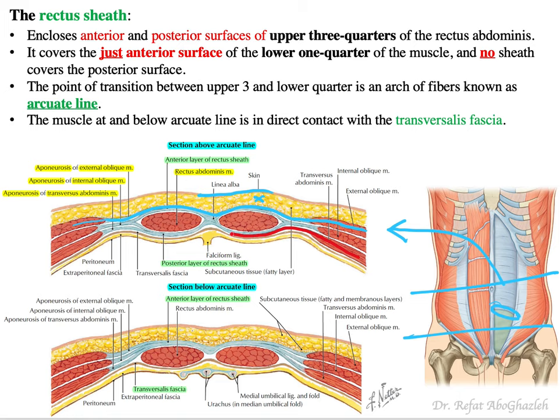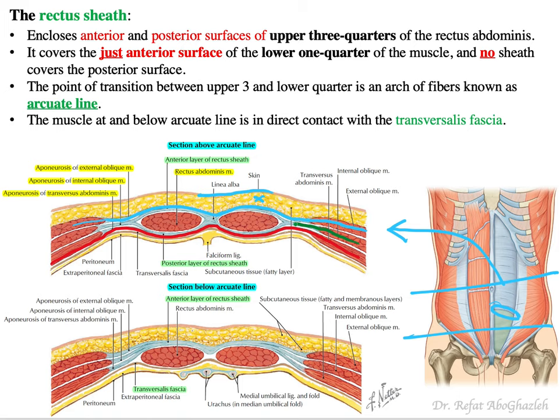Look at it. It passes behind the rectus abdominis muscle. Also here, look at it. It passes behind the rectus abdominis muscle. So, anterior to the rectus abdominis muscle, till now, you have the aponeurosis of external oblique. And behind it, there is the aponeurosis of transversus abdominis. But what about the middle muscle, the internal oblique muscle? This is the internal oblique muscle, and this is the aponeurosis of it.